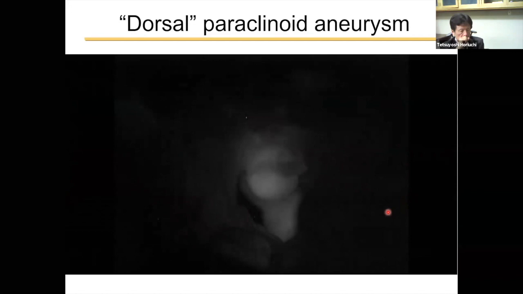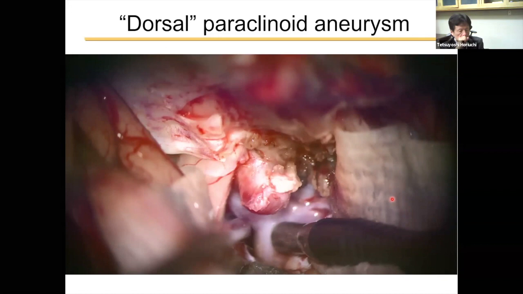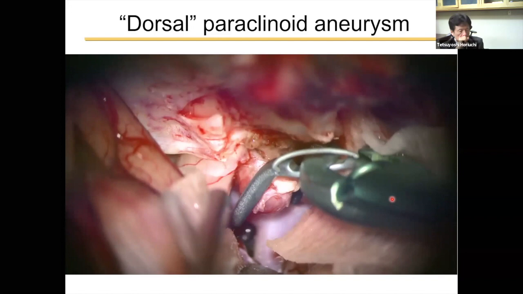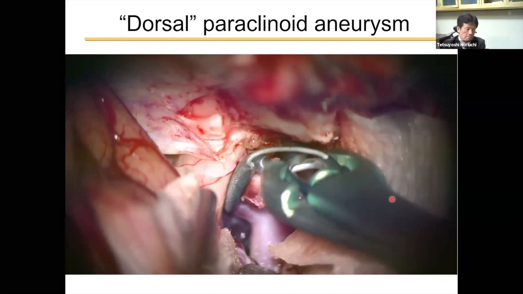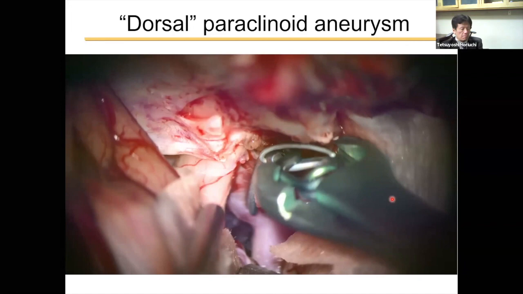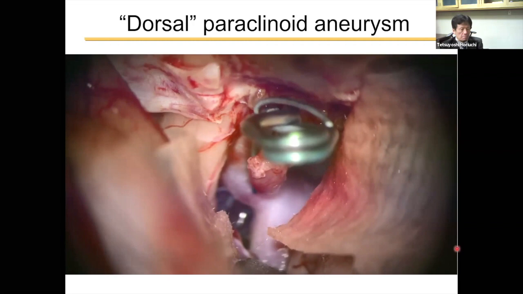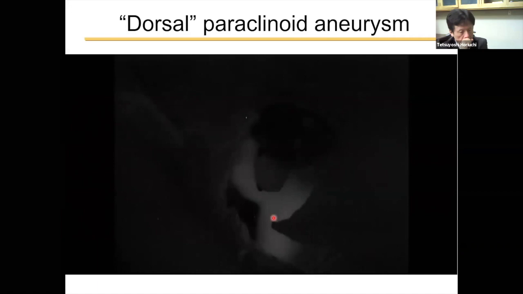Control ICG shows the aneurysm. Under temporary occlusion of the internal carotid artery, the aneurysm is obliterated using a clip. Follow-up ICG shows obliteration of the aneurysm.